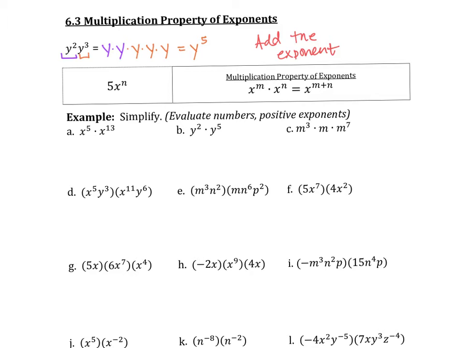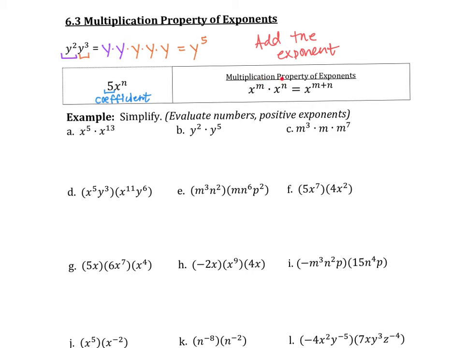Okay, to add one vocabulary word, down here I have 5 times x to the n, or 5x to the n. The x is the base. The n is the exponent, just like before. This number in the front is called a coefficient. The exponent does not apply to the coefficient, it only applies to the base. But I'm going to keep referring to that as a coefficient.